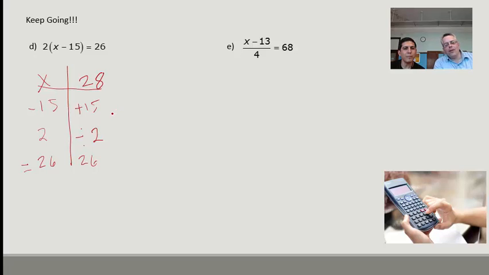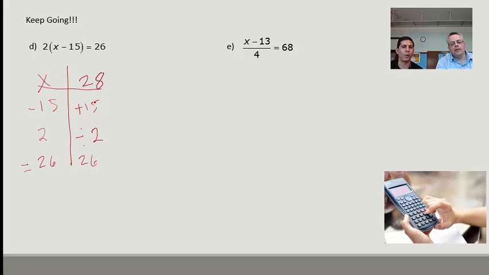Now, I want to go back over why we subtracted 15 first. Basically it's working what's inside parentheses. Remember the order of operations: you look at what's inside parentheses, and that's why you calculate inside first.